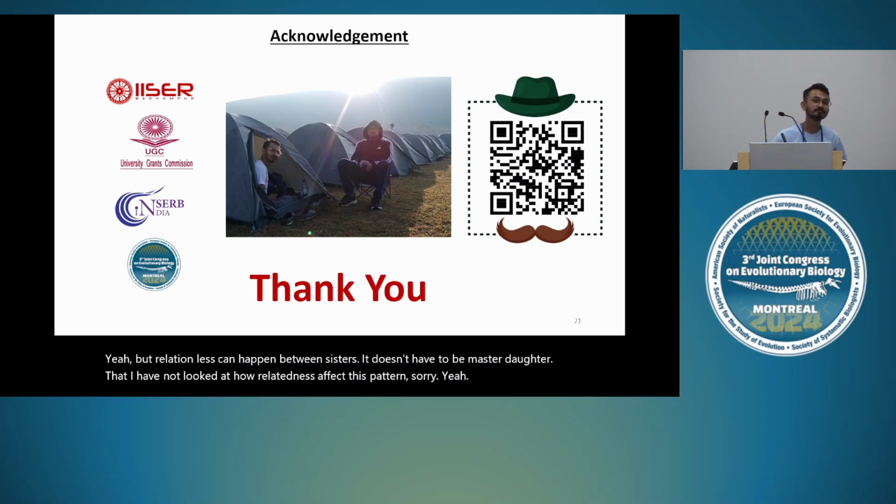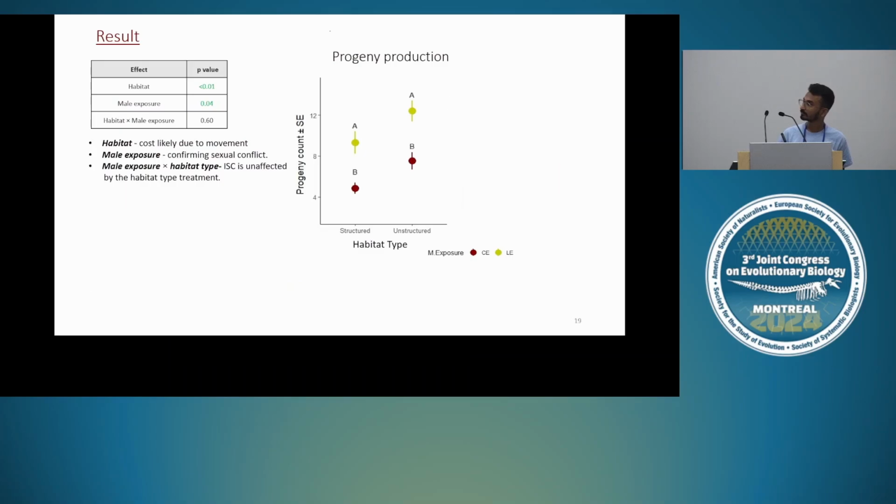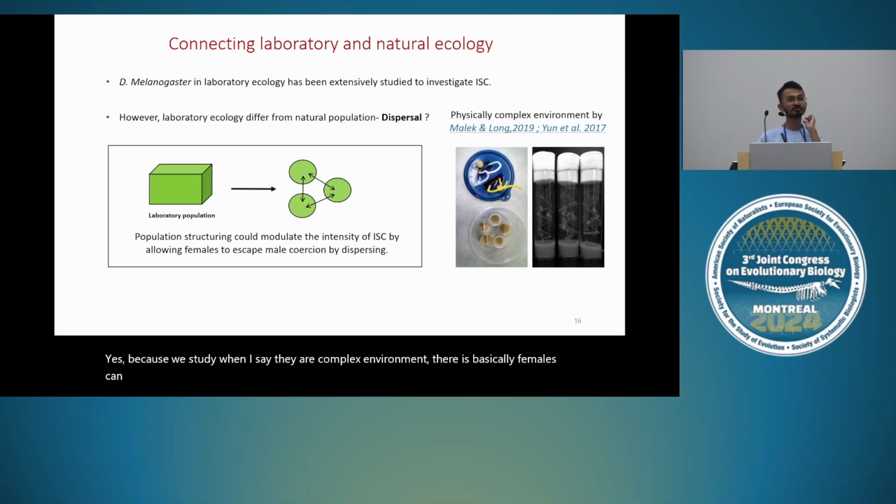I've seen a couple of papers talk about complicated environments and reduction of sexual conflict in those situations. I might have missed it when you were describing, but do you think these results contradict those findings? Oh yes, because in those studies, when they say complex environment, it is basically that females can hide or there is an option of refuge. That does not need active movement. However, if you allow active movement, that is movement from one place to another place, dispersal, which is energetically demanding, that might change the picture, so it might not reduce the sexual conflict.